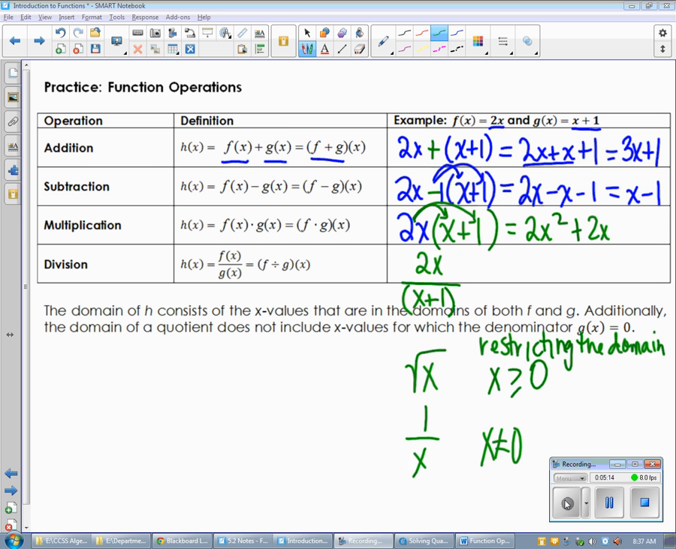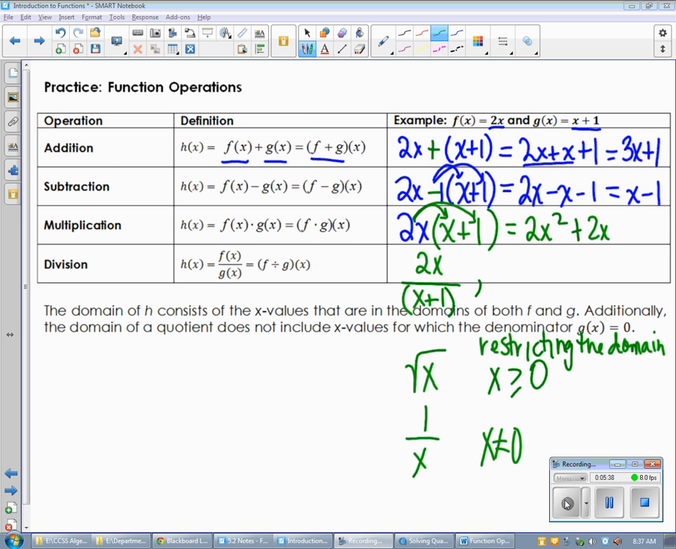There are certain times when our domain is going to be restricted. Usually, with linear functions, with quadratic functions, even with exponential functions, we can plug any number in for x. We say that the domain would be all real numbers. But there are certain functions where our function doesn't exist, and so we have to restrict the domain. The only time we're really going to have to worry about doing that is with division in this case.